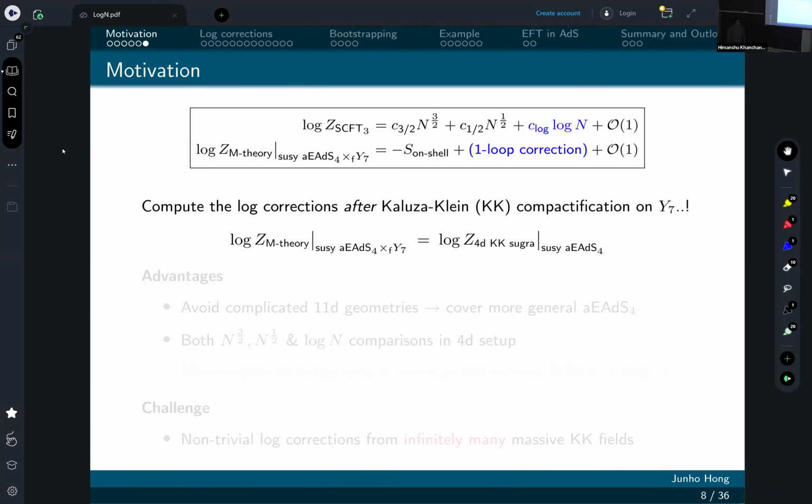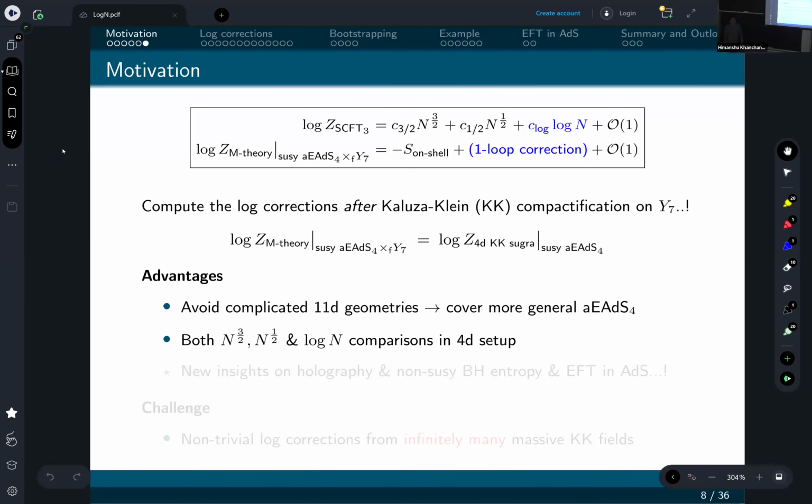So what is our approach? I don't want to deal with 11D geometry, so I'm going to do Kaluza-Klein compactification first on the internal manifold. So instead of dealing with the 11D path integral, I'm going to deal with the 4-dimensional path integral on the external manifold. That way, I have two immediate advantages. First, I can avoid 11D geometry, and maybe because of that, we may be able to cover more general asymptotically Euclidean AdS4 geometry.